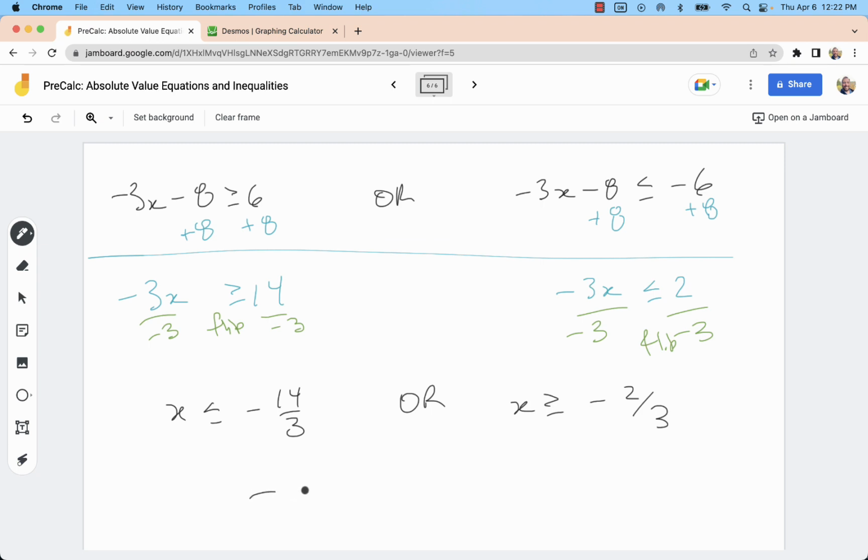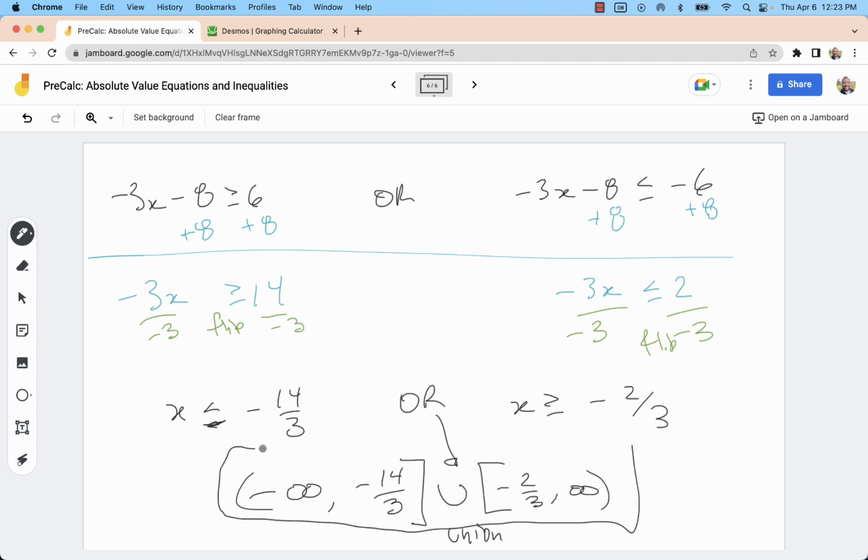In interval notation, we would start all the way at negative infinity with an exclusive or open end. We would go to negative 14/3 with a closed inclusive inequality because of the equal. And then we have the union, which is for the or. That's called union. And then from there we'll go to 2/3 and to infinity. So there's a few examples showing you kind of all the different ways that these problems can go.